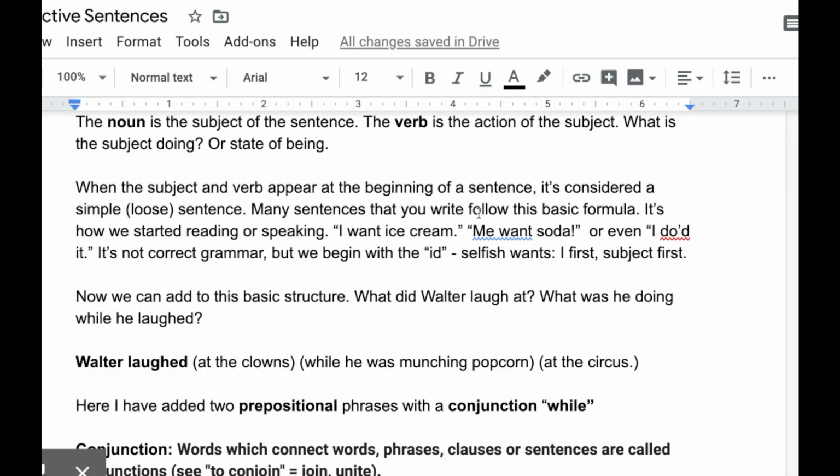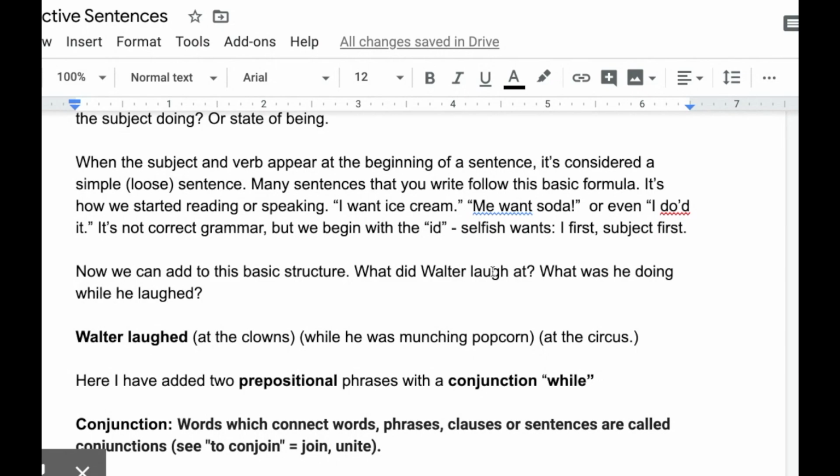Any sentences that you write follow this basic formula. It's how we started reading and speaking, like, I want ice cream, or me want soda, or even, I do it, right? It's not correct grammar, but we begin with the id, right? Selfish wants. I first, subject first, right? I want this, right? Now, we can add to this basic structure, right?